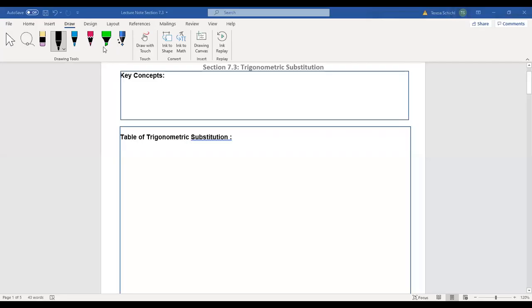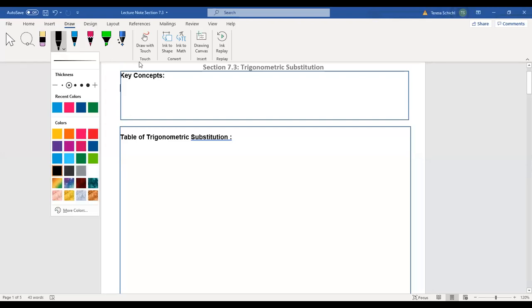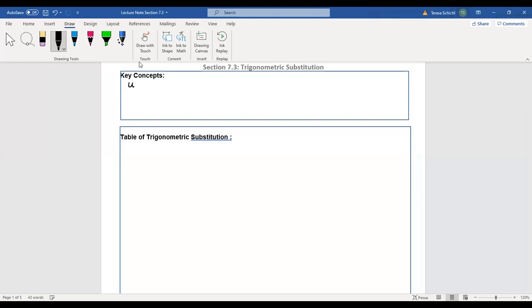Okay, so the key concept for the trig substitution. At the very beginning, when we learned integration, we talked about the u-substitution, right? I think everybody is very familiar with the u-sub. So what do we do? For example, if you try to integrate e to the x squared, x dx, right?